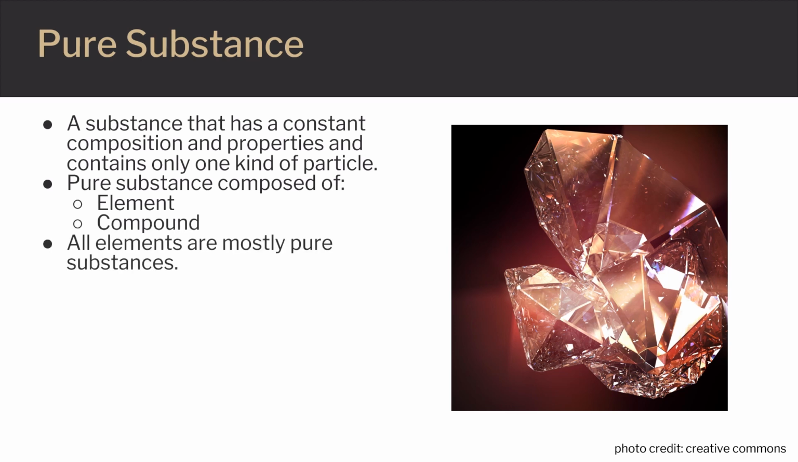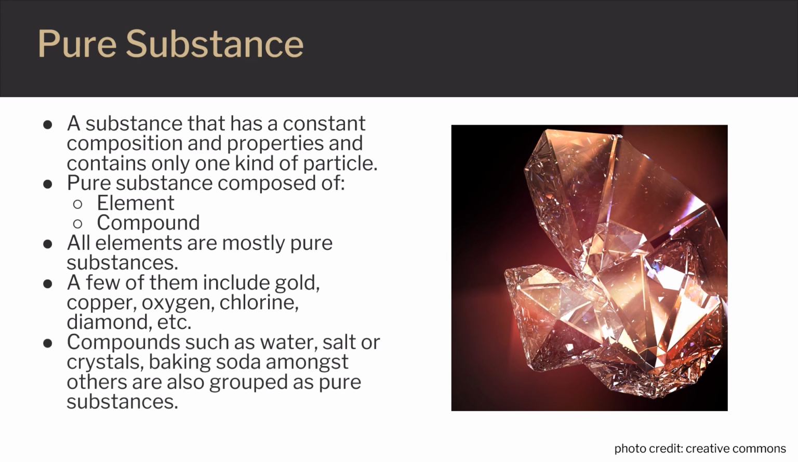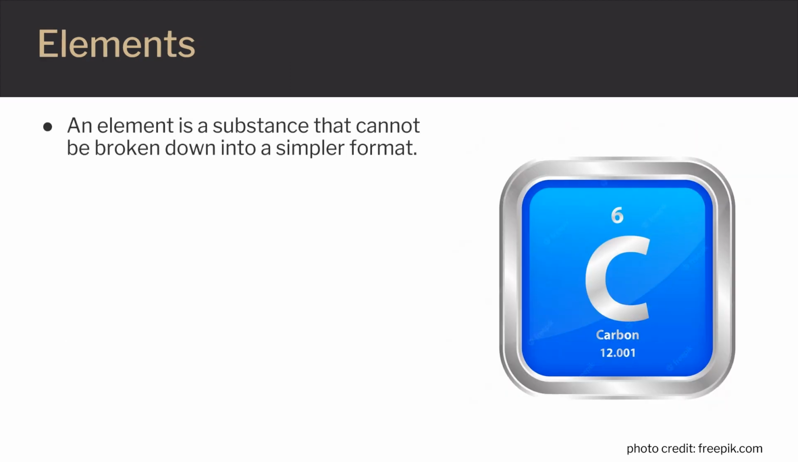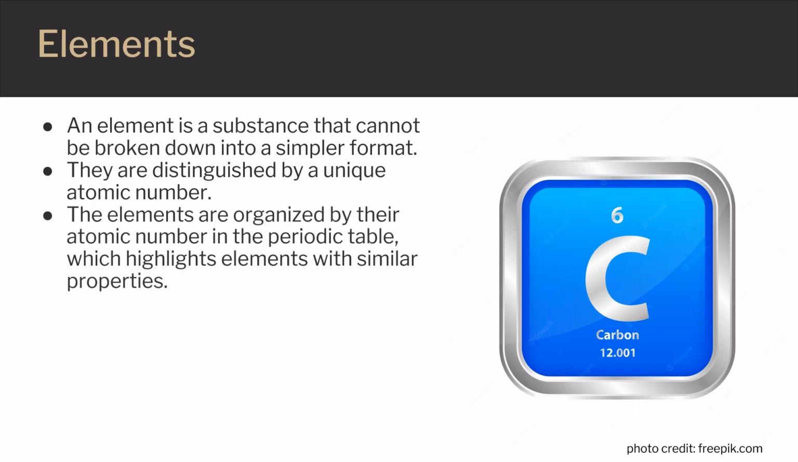All elements are mostly pure substances. A few of them are gold, copper, oxygen, chlorine, diamond, etc. Compounds such as water, salt or crystals, and baking soda, amongst others, are also grouped as pure substances. An element is a substance that cannot be broken down into a simpler format. They are distinguished by a unique atomic number. The elements are organized by their atomic number in the periodic table, which highlights elements with similar properties.